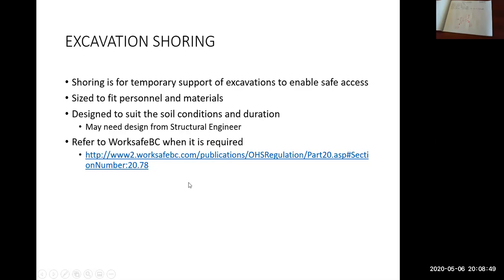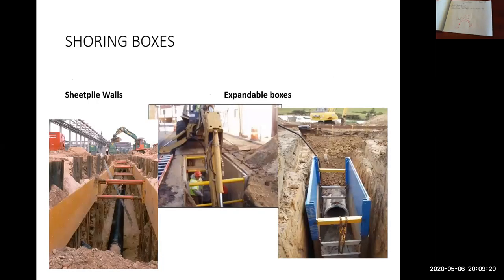There's a section in the WorkSafe BC regulations that deals with sloping. It's section 20.78. You can go onto WorkSafe BC's website and have a look at that. It's in the excavation section. Based on the type of material that you're in, the type of ground, it tells you how steep or flat the slopes would need to be if you're sloping. Yeah, so you can read up on that. We're not going to get into that in much detail today.